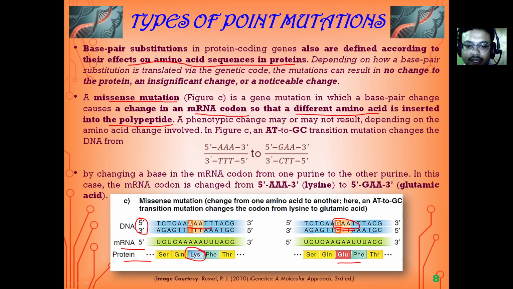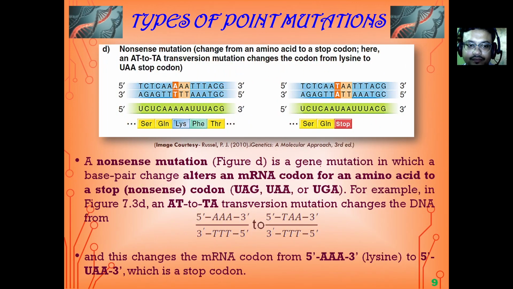Due to this mutation, the AT gets changed into GC and it causes a missense mutation where a completely different amino acid, which is glutamic acid, is getting inserted instead of lysine.